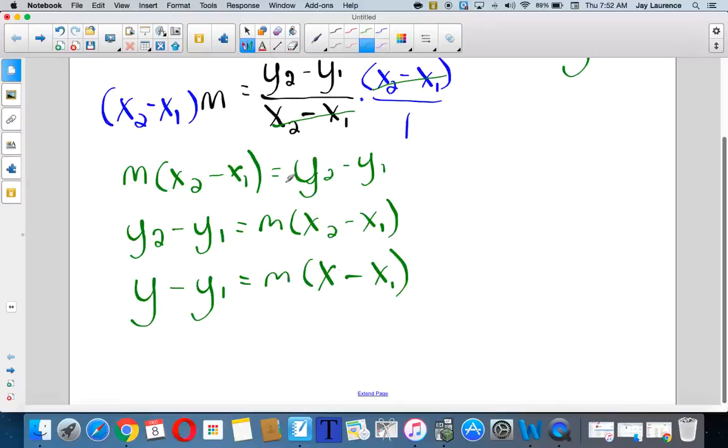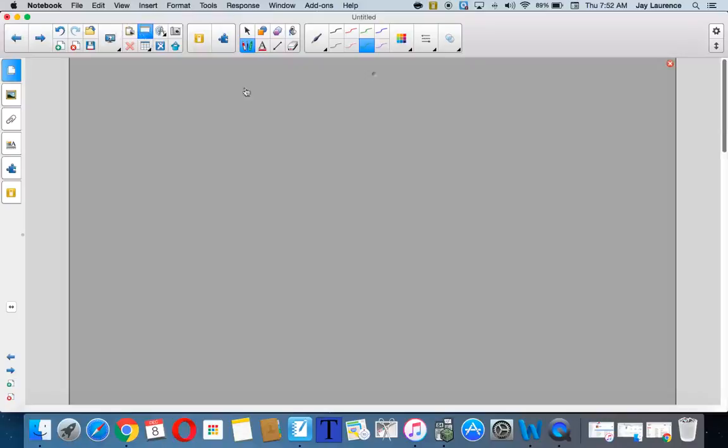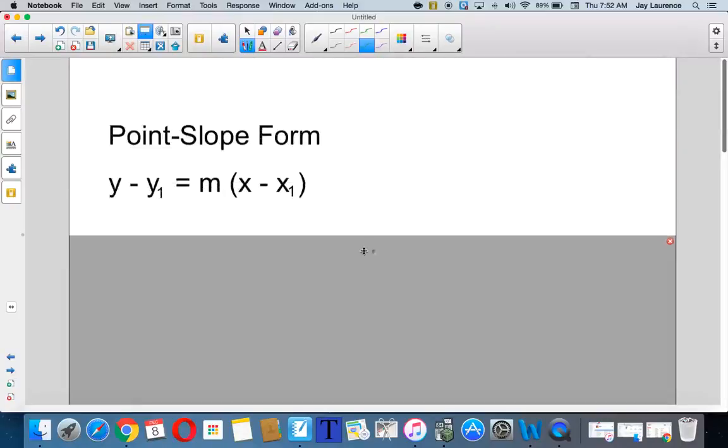What you've just discovered, or what we've just come up with, is something called point slope form. Yeah, hold on, let me get my shade up here so we don't have to see everything at once. Point slope form. Y minus y sub 1 equals m times the quantity of x minus x sub 1. Now what that means is, it's called point slope form because we know a point. What point do we know? X sub 1, y sub 1.